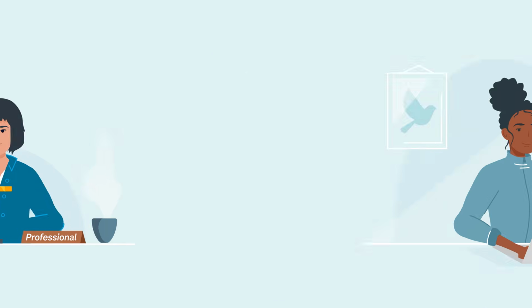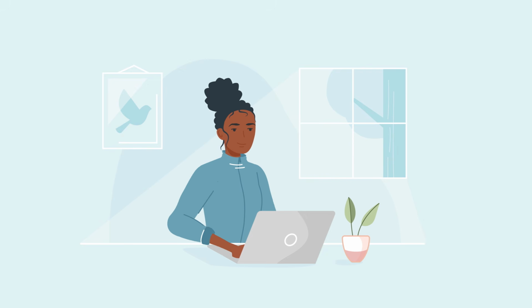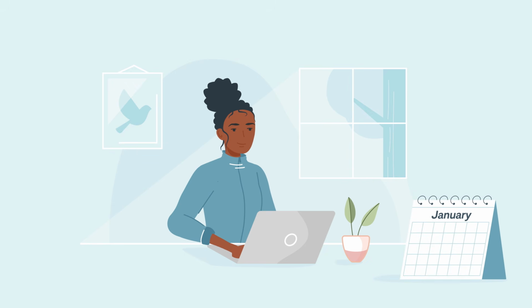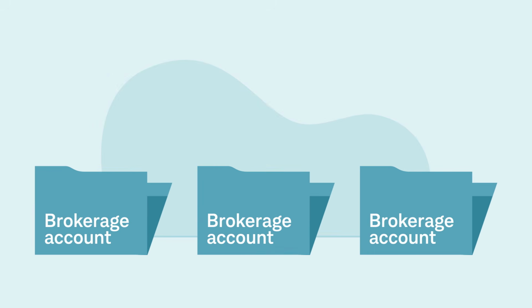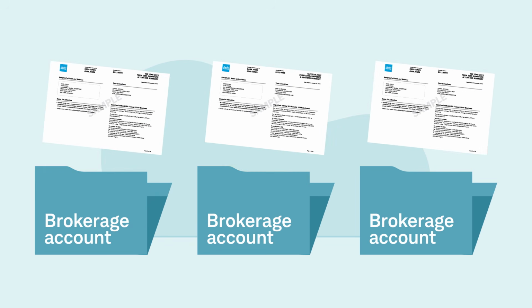Now, when can you expect to receive your 1099? Schwab generally sends its 1099s in multiple waves. The first wave is typically sent out at the end of January, and most forms are posted online by the end of February. If you've selected paper delivery, your forms will be mailed shortly thereafter. If you have multiple brokerage accounts with Schwab, you'll receive a 1099 for each account.